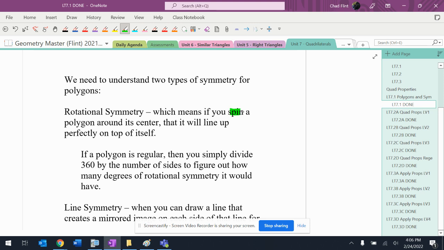All right, they're going to have to be a regular thing. Rotational symmetry means if you spin a polygon around its center, then it will line up perfectly on top of itself. Meaning that if you just took it and spun it, it looks exactly like it started when you go a certain number of degrees. Really simple little process. If it's regular, just divide 360 by the number of sides. That's it. It's the same as an exterior angle if we still did those. We don't anymore, so we just have to worry about that.